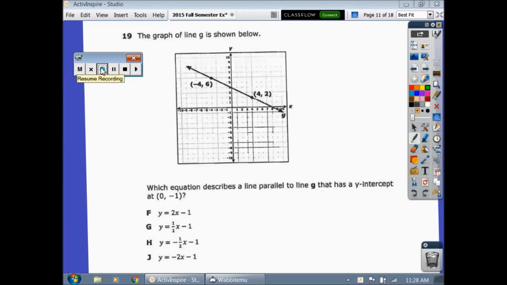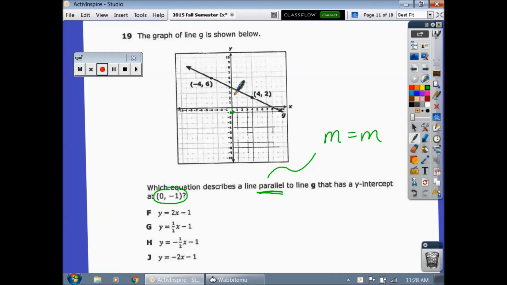Graph of the line G is shown below. Which equation describes a line parallel? To have two lines that are parallel, that means that the slopes are equal to each other. And it has a y-intercept at 0, -1. So 0, -1 is here. So it needs to be parallel to this guy that you see.